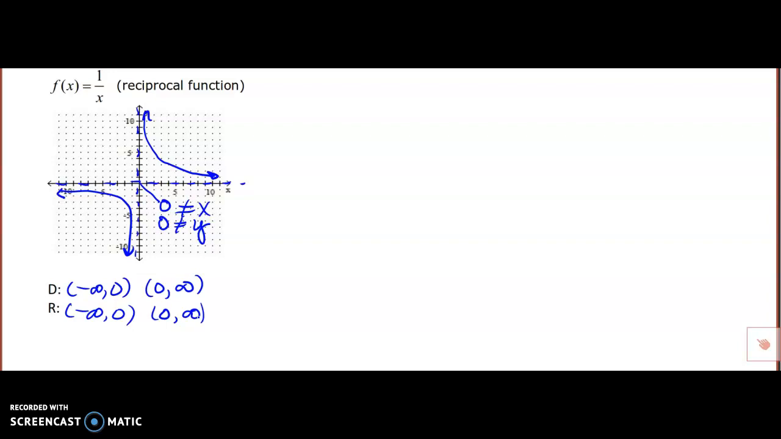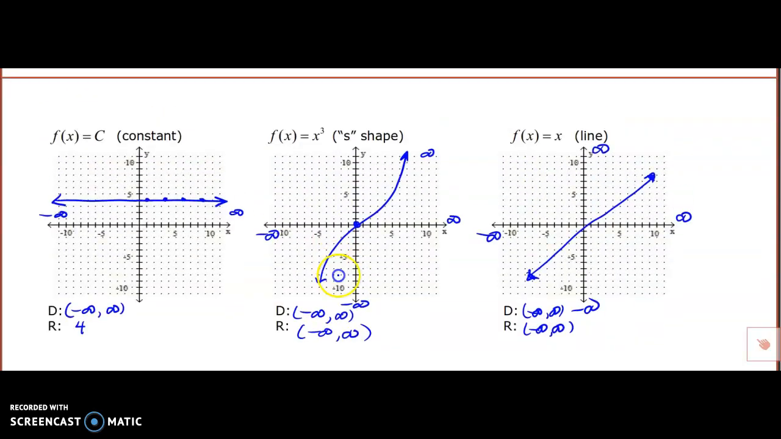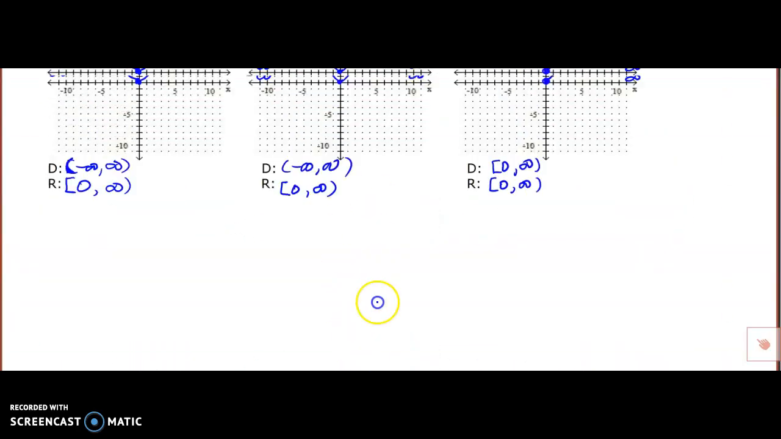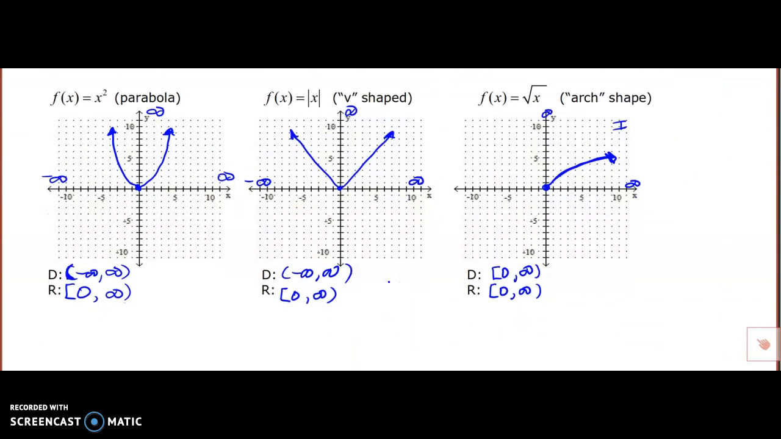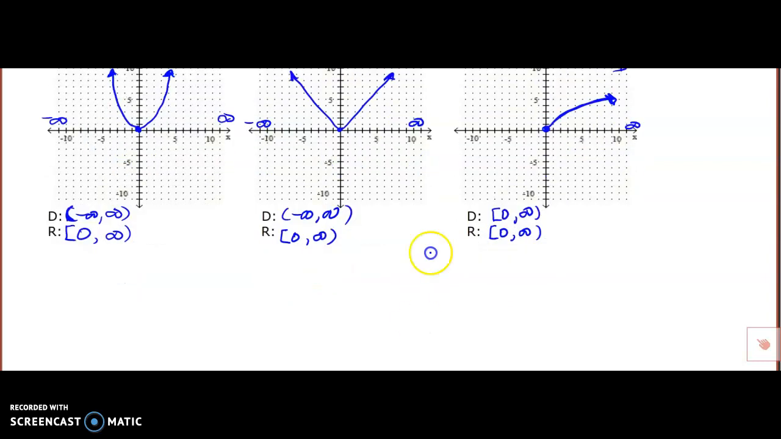So again, when you see x squared, your brain needs to think parabola. When you see an absolute value, your brain says V-shape. Square root, your brain says we're arcing out to the right.